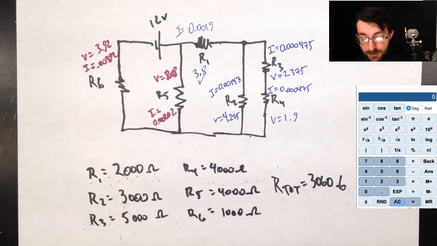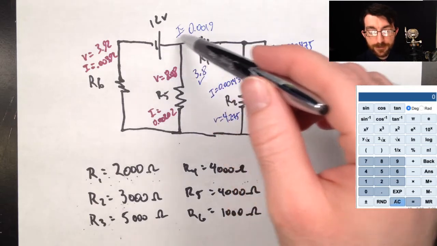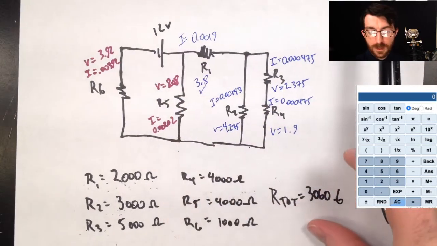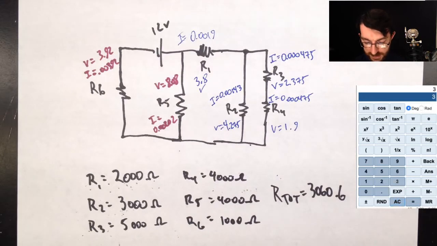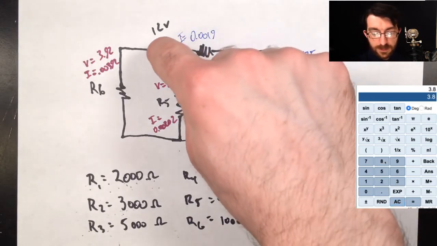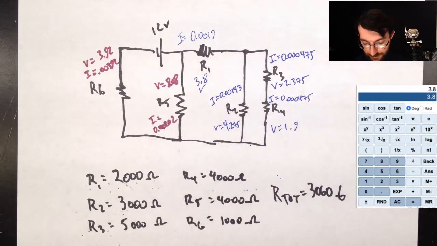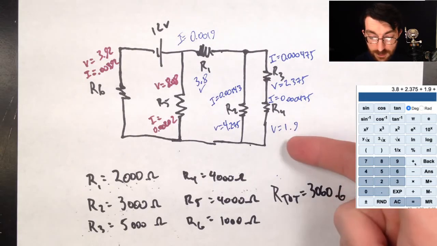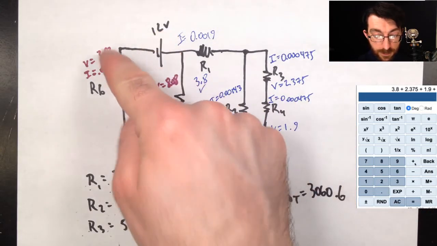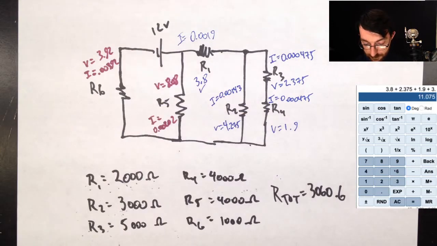All right, let's try another way. Let's go the long way. Okay, so let's just see if that works. So 3.8, that's through resistor 1, and then plus 2.375 plus 2.375 plus 1.9 plus all the way around 3.92. There we are at 12 again.